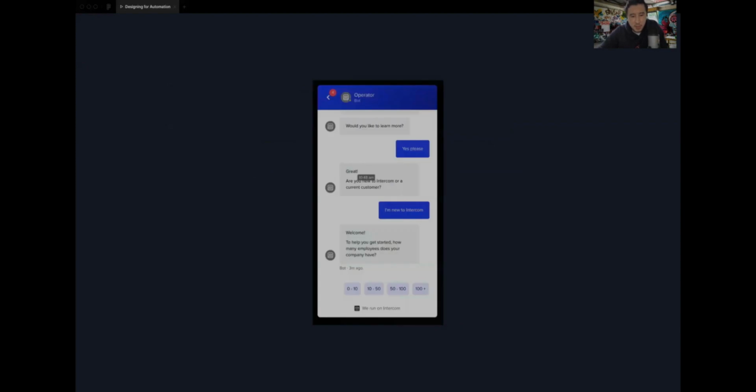Another example is Intercom's chatbot. It asks a question, and when you answer, it continues to the next step. So it is not automatically completing the task blindly. There is an interaction between the human and the system.